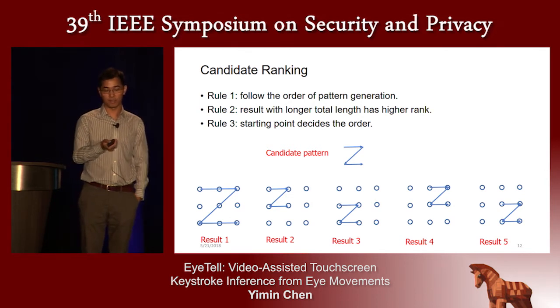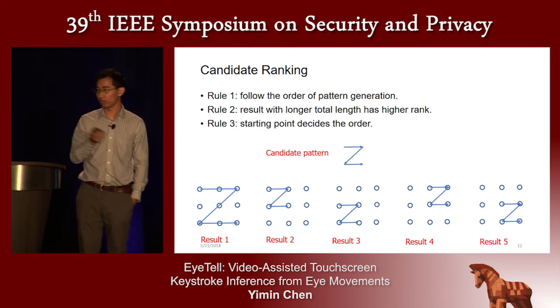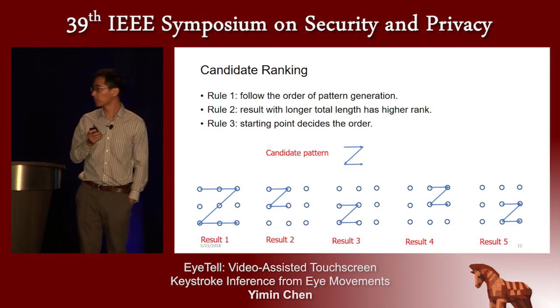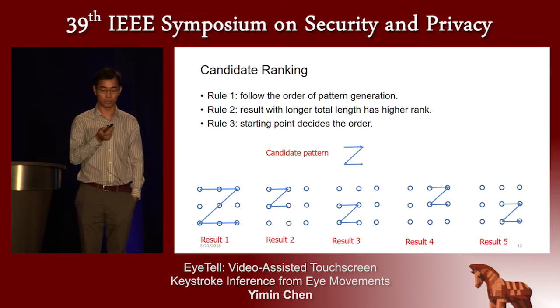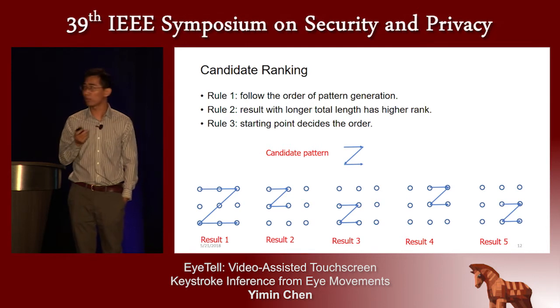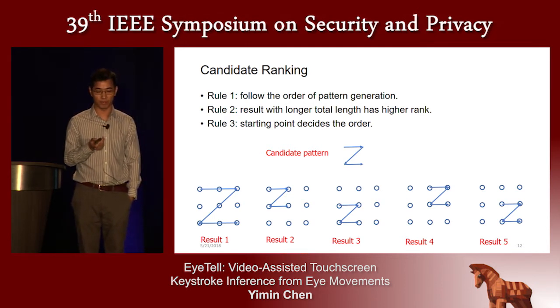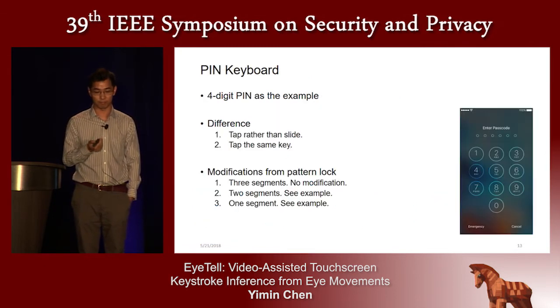For the J-shaped pattern here, it actually has 5 valid results. We rank the one with the largest total length as the highest rank. And for rule number 3, we use the starting point of different results to determine their ranking. That's how we rank results 2, 3, 4, 5.